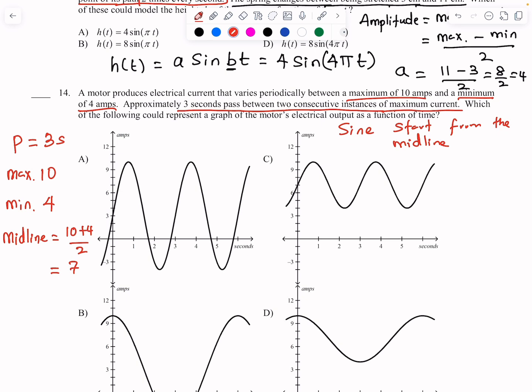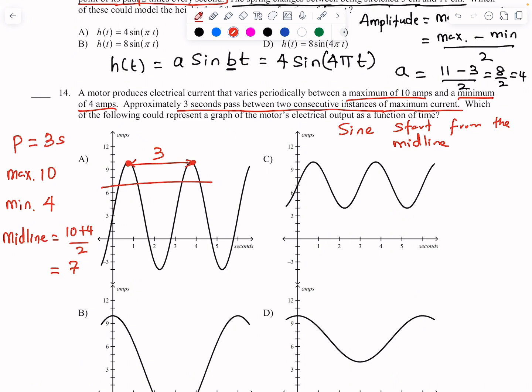And then the next thing I'm going to do is I am going to match up all the answers that I have. Now let's go to this one. The maximum is right here, and then if I find that period, it looks like the period is 3, right? It looks like the period is 3, but in this case, where is the midline? The midline should be 7. So this is my midline right here, which means that this doesn't really make sense, right?